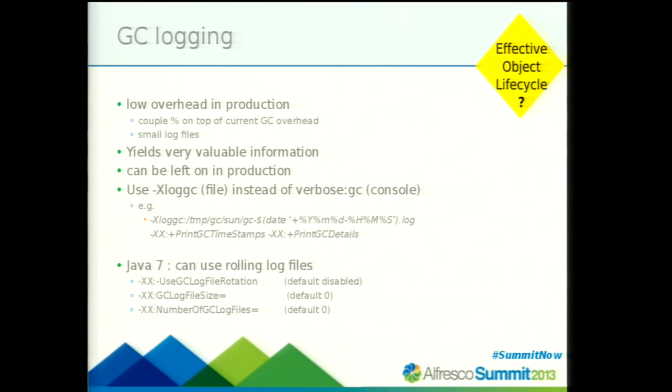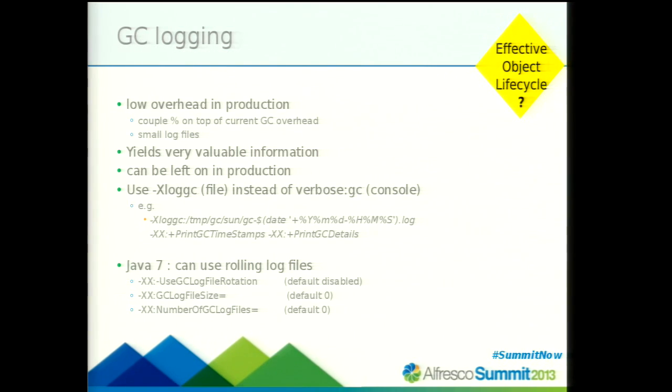So this is really something that everyone should be using out of the box. You probably want to use -Xloggc, which logs to a file, which is better than logging to the console in terms of performance. For example, I've put in some sample settings. You can say this is where I want to log it, and I want the GC timestamp and the GC details as well, as we'll see a bit later.